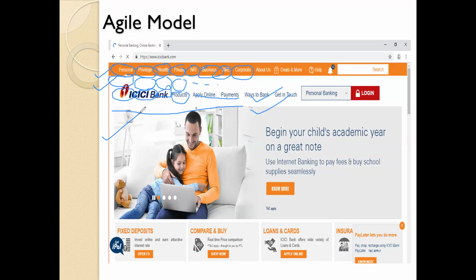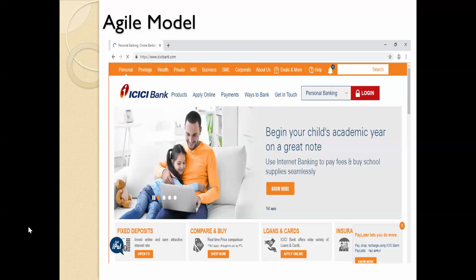Whereas in the agile model, it is completely different. The way the product is built or the way the product is delivered in the agile model is different. Look at the way the agile model is different from other models. In the agile model, very, very important, please focus here. They take the requirements of personal banking.